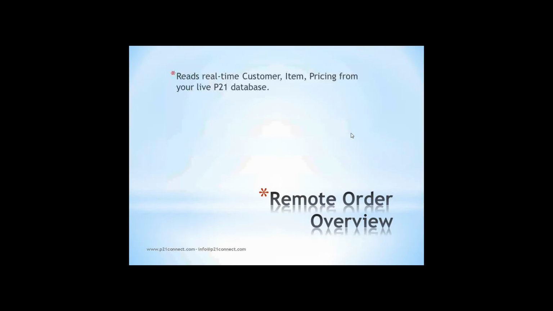So what we do is we read real-time customer item and pricing information from your live P21 database. So everything's real-time. We then provide multiple ways to create P21 sales orders to meet different business needs. For instance, some people might want to use the standard remote order form, which allows you to create an order on the fly, and some people use the VMI tools, and some people use both. So we provide a lot of different mechanisms for that.